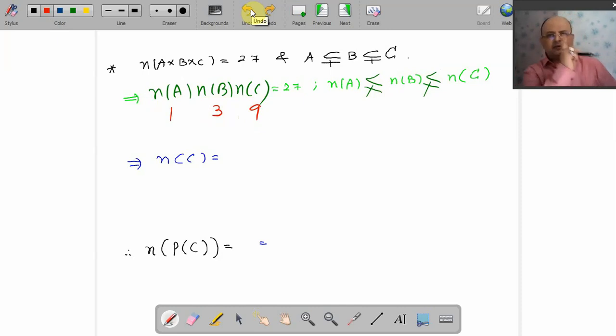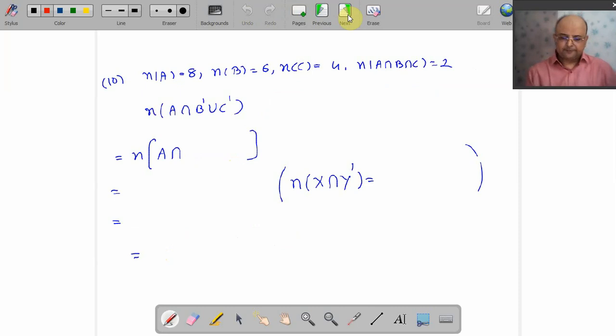We are left with only one possibility, that is n of A is 1, n of B is 3, n of C is 9. N of C is 9, then n of P of C is 2 raised to 9, and it is 512. Okay, done. We did this example. If you recall, you can directly tell me that 8 minus 2, 6 was your answer.